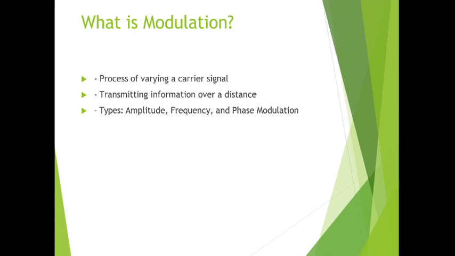And now we are going to talk about what modulation is. Modulation is a technique used in communication systems to encode information onto a carrier wave. This allows signals to travel long distances without significant degradation. The three primary types of modulation are: amplitude modulation, where the amplitude of the carrier wave varies; frequency modulation, where the frequency of the carrier wave changes; and phase modulation, where the phase of the carrier wave is altered.